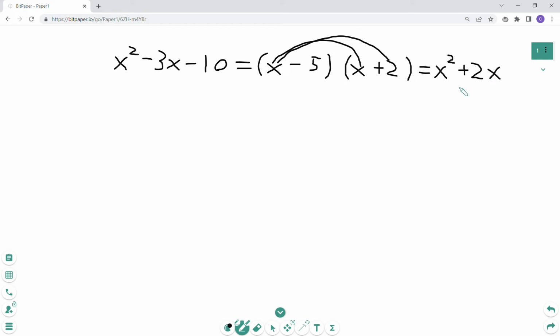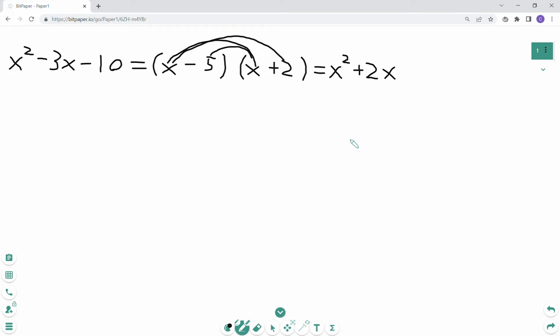Now I got to do the next combination. So now I have the negative 5 times the x, which gives me a negative 5x. All right, only one more to go. Now I have the negative 5 times 2 as the last combination, and negative 5 times 2 is negative 10.